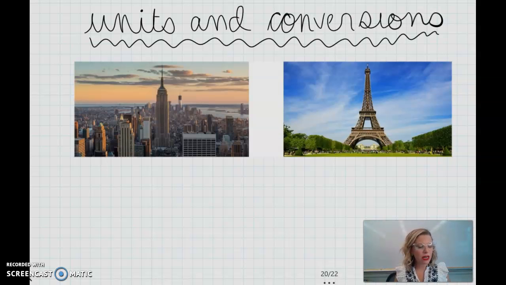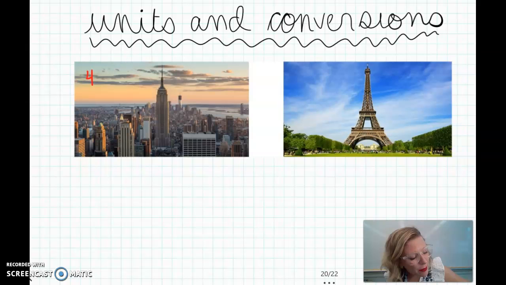And Mr. Mulick and I both looked up different information about the Empire State Building and the Eiffel Tower. So I found that the Empire State Building is 443 meters tall. And Mr. Mulick discovered that the Eiffel Tower is 1,063 feet tall. Now, this led us to a problem. Our units don't match.